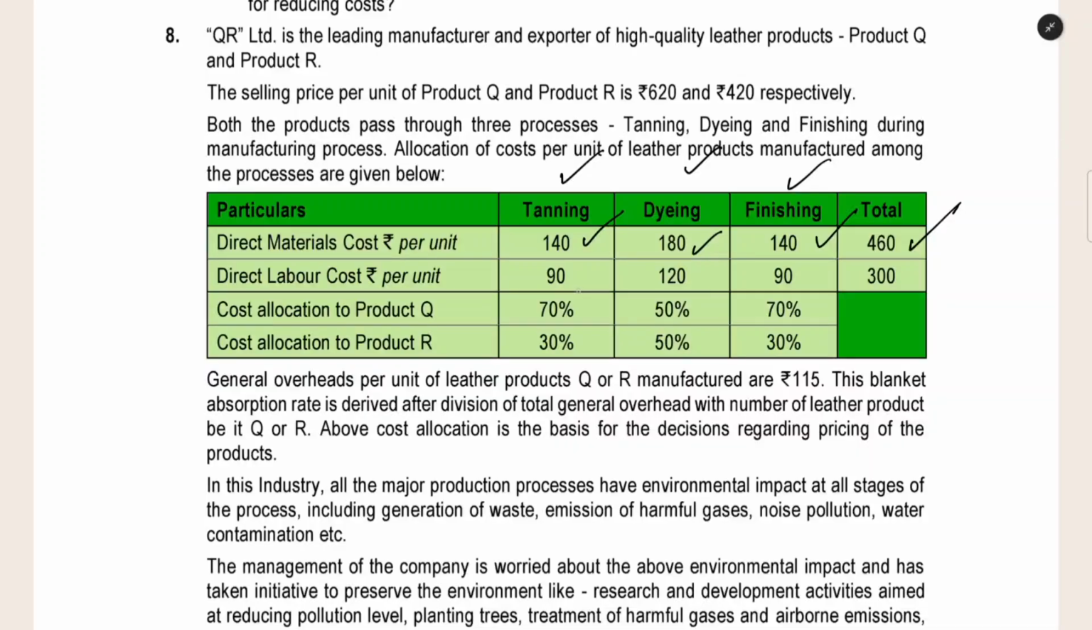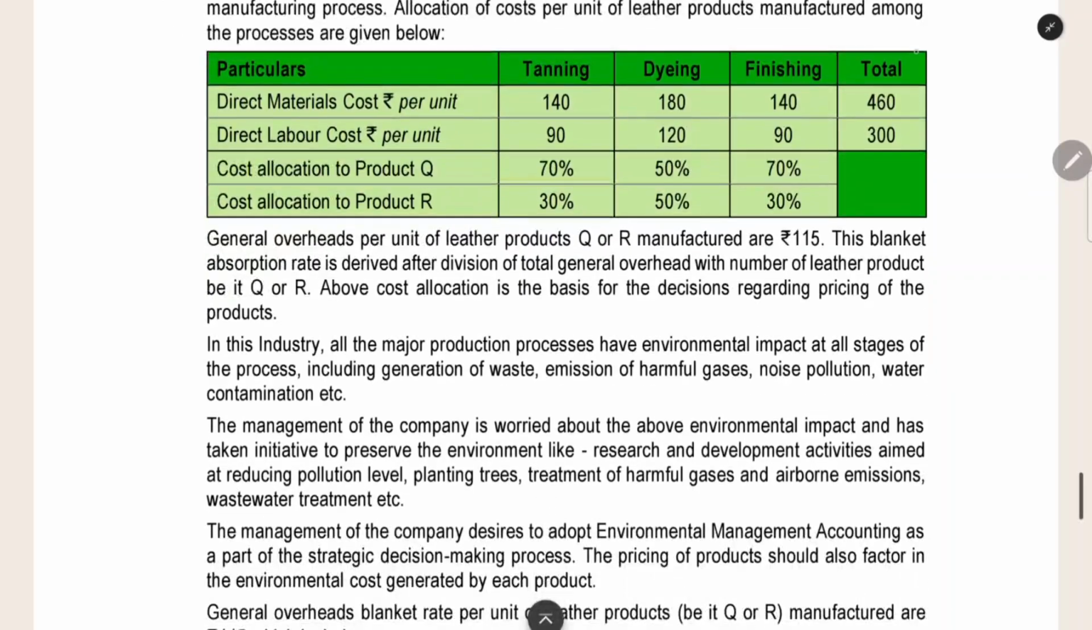For tanning, dyeing, finishing, we have individual labor cost also. This is the cost per unit, which is common for product Q and product R. Now this we have to allocate for product Q and R in the proportion given here. Here what you have to understand is that this 140 and 90 is common for both the products. They have given a weighted average like amount here. This 140 plus 180 plus 140 will be the total of direct material cost. Here, this direct material cost itself, 140, is common for both the products. Out of this, 70% will be going to product Q, 30% will be going to product R. We can see it in the solution in detail.